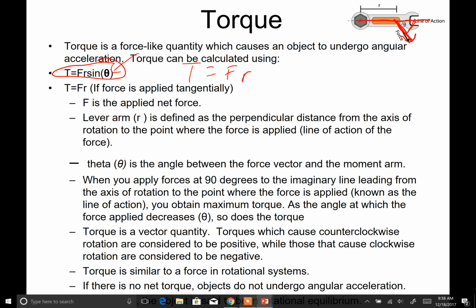It's important to know that torque is a vector quantity. Torques can cause counterclockwise rotation, and those that do that are called positive torques. They can also cause clockwise rotations, and those that do that are called negative torques. Again, torque is similar to force in rotational systems. If there's no net torque, objects don't undergo angular acceleration.